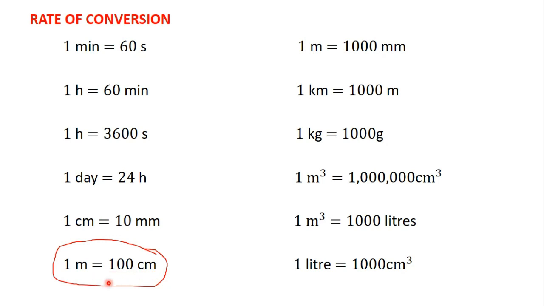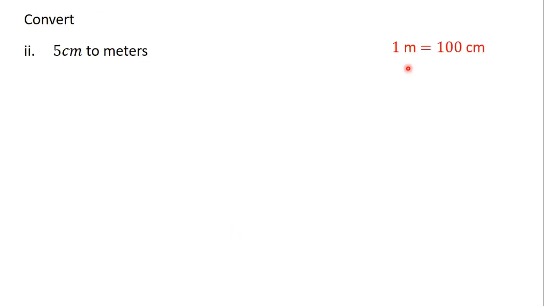We are converting from centimeters to meters, so you look for the rate of conversion between centimeters and meters, and that is what we have here. 1 meter is equal to 100 centimeters. Now let's use it to solve the question. So our rate is 1 meter is equal to 100 centimeters. Now look at the question. We are converting from centimeters to meters. Because we are converting from centimeters to meters, I prefer writing 100 centimeters on the left hand side, then 1 meter on the right hand side.